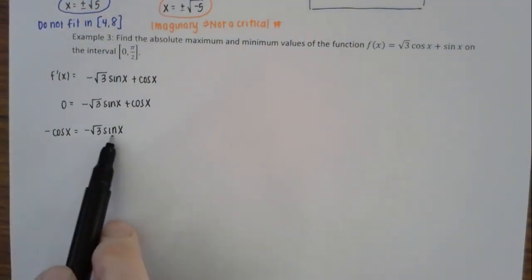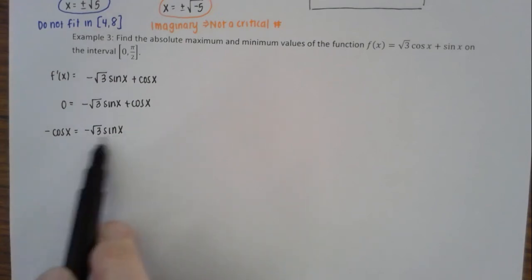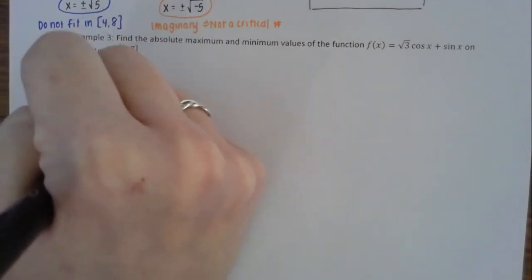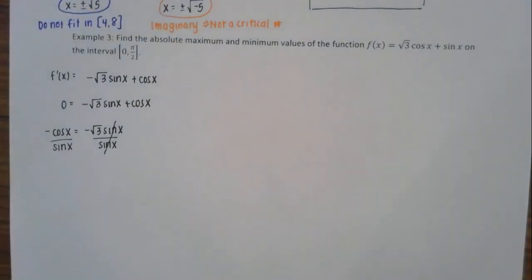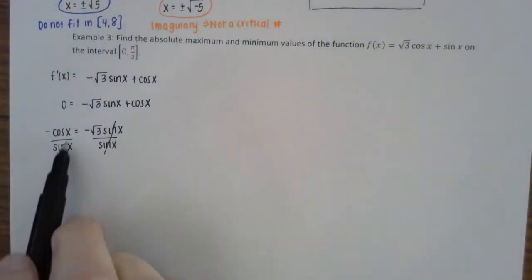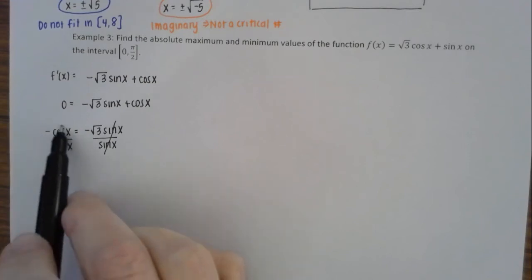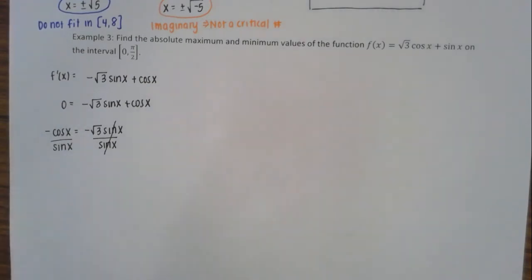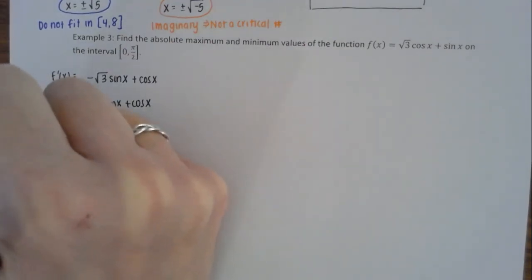And then, since I want to get all trig terms on one side of the equation, I want to bring the sine over as well. But in order to do that, I'm going to have to divide it out. So that's going to give me negative cosine over sine. Because I know that this is a quotient identity, I'm going to turn that into a cotangent. Remember that cotangent is really cosine over sine, but since it's negative, this is going to end up being negative cotangent of x.